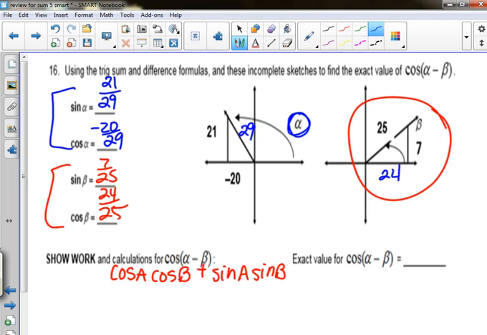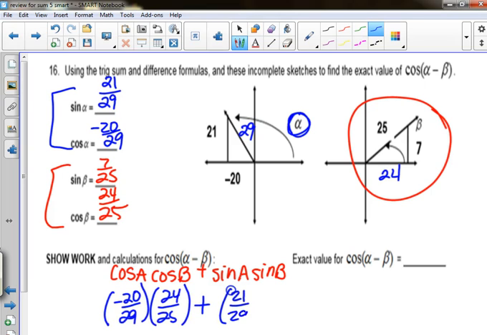And then we're going to plug in values. What is the cosine of A? Negative 20 over 29. Be real careful. Cosine from B, or beta, is 24 over 25. Sine from A is 21 over 29. Sine from B is 7 over 25.